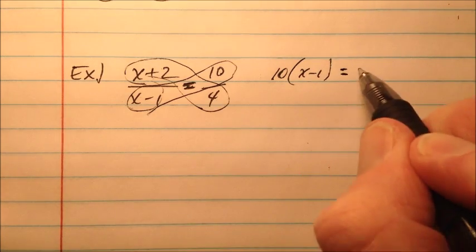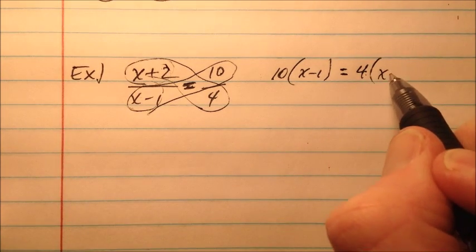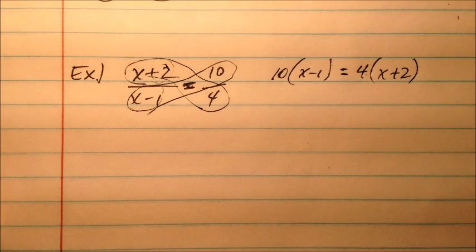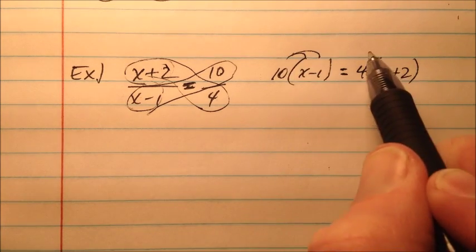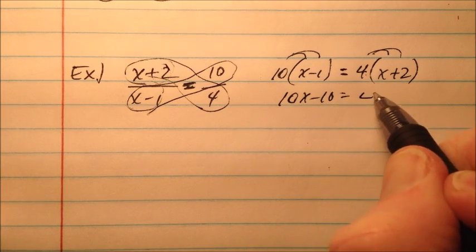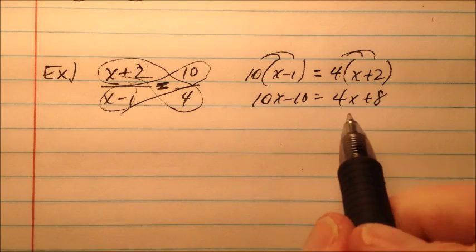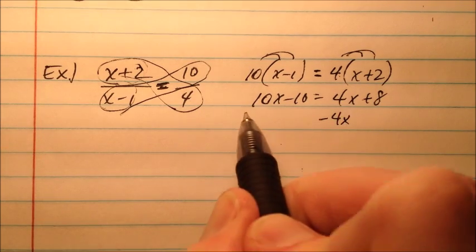And that's going to equal 4 times, again, this is a binomial, multiple terms, so I'll put x plus 2 in there. So now, in order to solve, we need to distribute first. So 10x minus 10 equals 4x plus 8. And then it's just a matter of solving this equation.